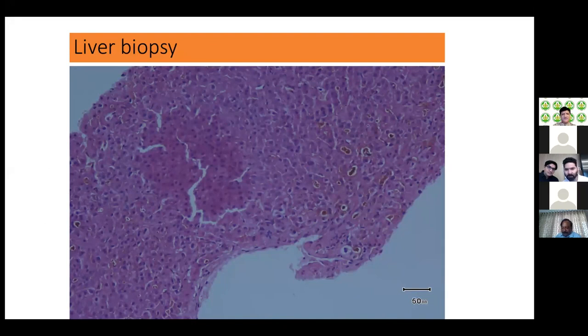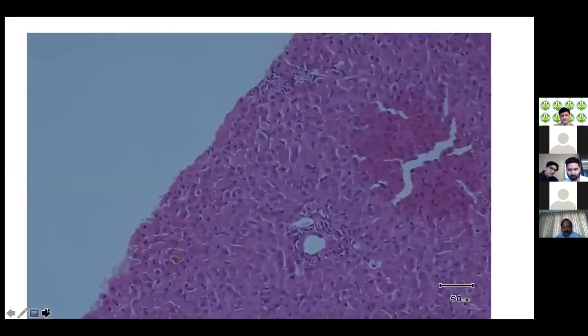So this is the H&E stain in low power field showing, sir, characteristic intracanalicular cholestasis with normal hepatocytes, sir. So we can see the portal tract with no inflammatory infiltrate, sir, and normal hepatocytes, normal architecture with intracanalicular cholestasis, sir.